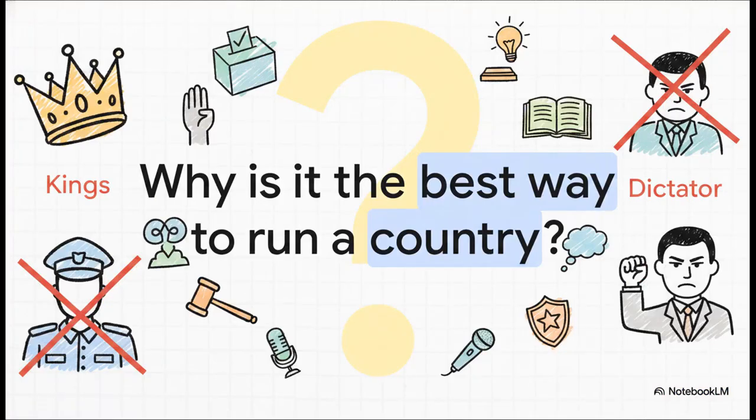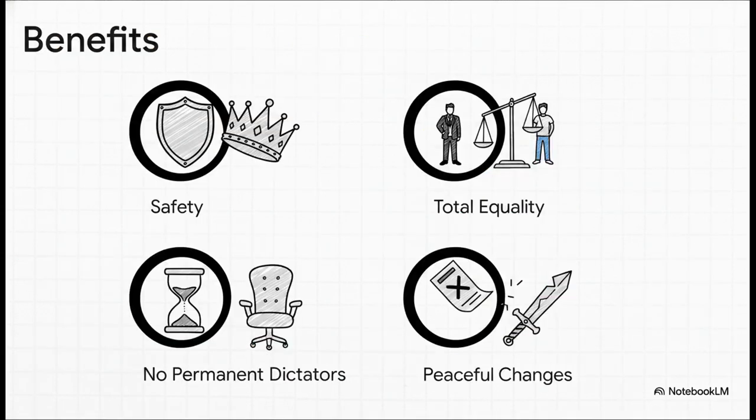Which brings us to our third and final section, 8 benefits of democracy and why it matters. We really have to ask ourselves here, out of all the ways you could possibly run a country, kings, military rule, dictatorships, why is this specific democratic model considered the absolute best? Let's unpack the 8 big reasons right from your syllabus. The first 4 benefits are really about protection.